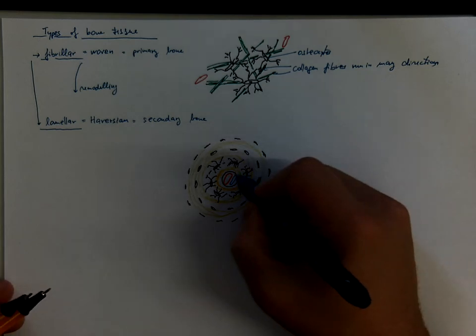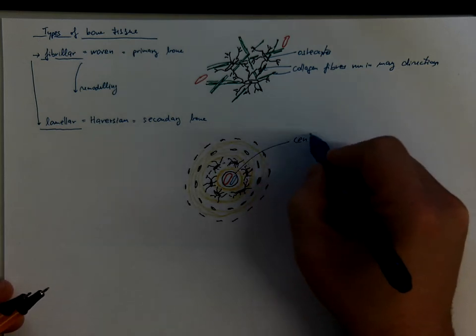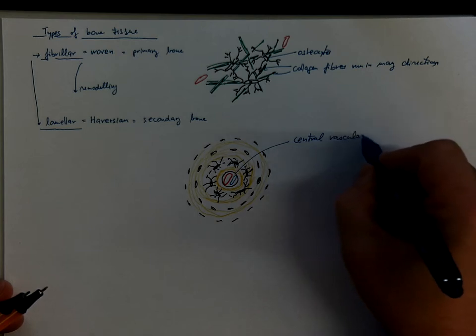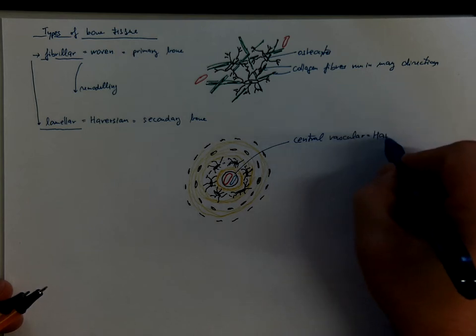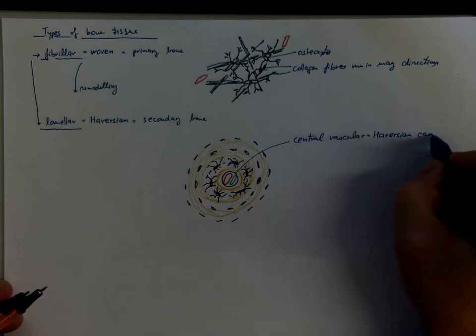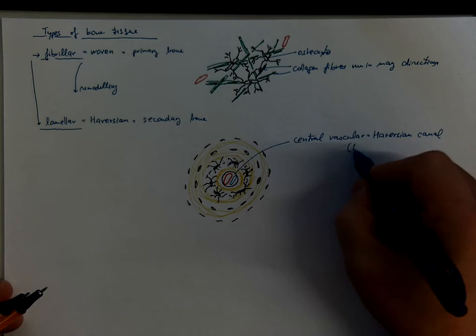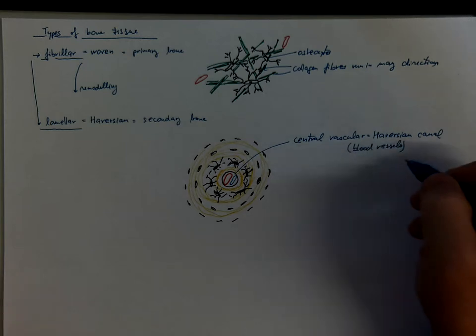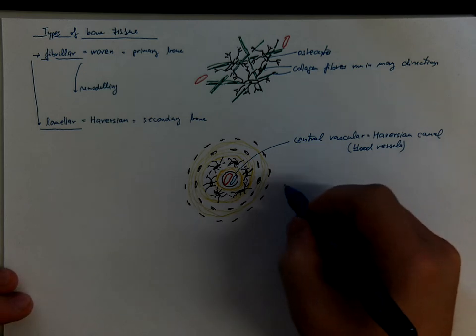We have the central vascular or Haversian canal with blood vessels. We have the concentric layers of osteocytes.